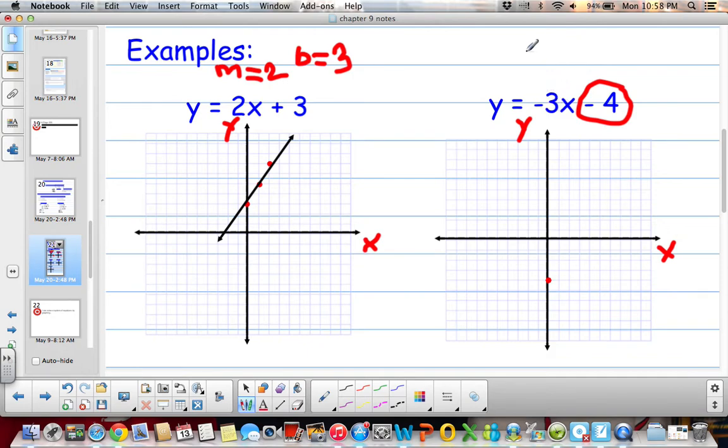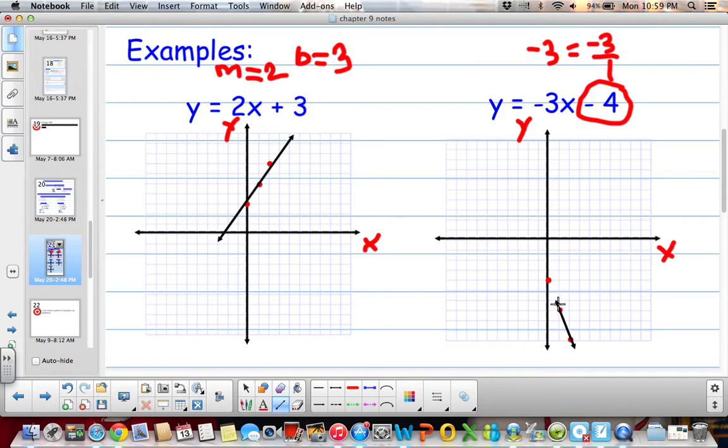So negative 3 is the same as negative 3 over 1. So if you just have a number, not a fraction, in front of x for slope, it's always that number over 1. So negative 3 over 1, so that tells us we go down 3. 1, 2, 3 over 1. 1, 2, 3 over 1. Okay, and then there's our new line.